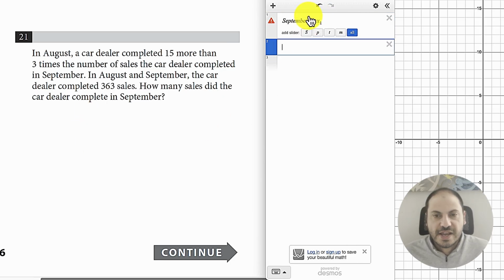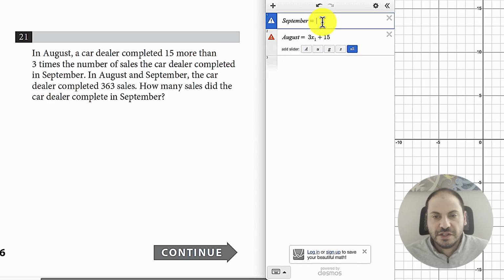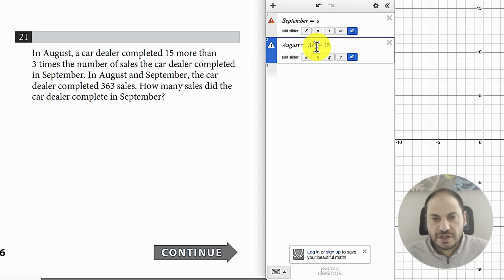So if September is x1, August is 15 more than 3 times the number of September. So that would be 3x1 plus 15. September's sales are x1, and August is 3x1 plus 15. If you don't want to use x1, you can just use another variable, like S and 3S plus 15.